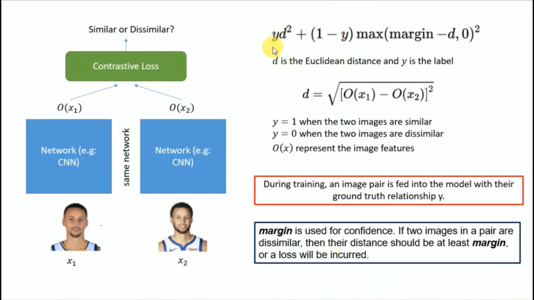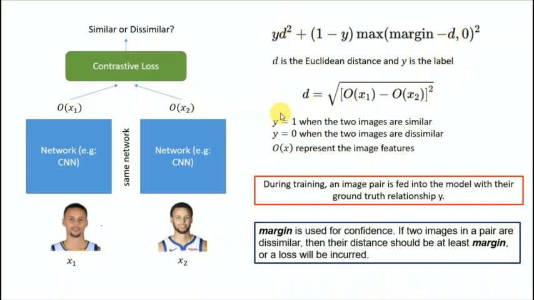This is the equation: y times d squared, where d is the distance, plus 1 minus y times the maximum between the margin minus the distance and 0. Let's break it down. First of all, d is basically the distance between the two images. How can we calculate the distance? By taking the Euclidean distance of the image features. Remember, for the two images we have OX1 and OX2, and if we calculate the Euclidean distance, we just subtract them from each other, square them, and take the square root at the end. This computes the Euclidean distance between the two image features, and this is what d is right here.